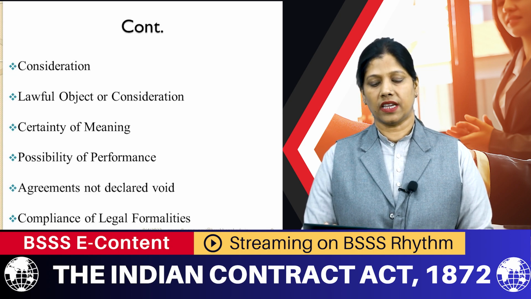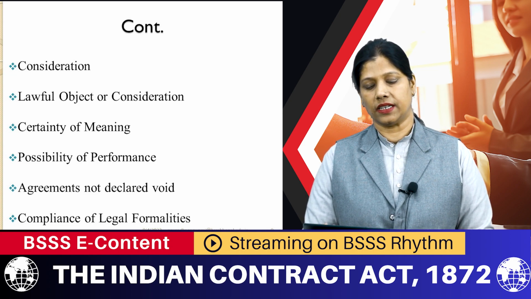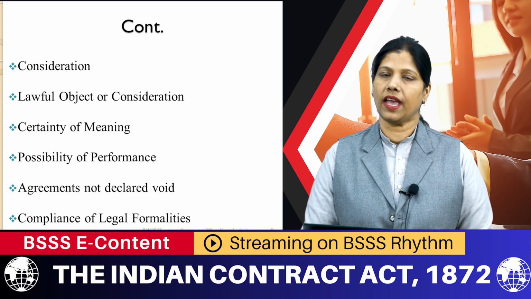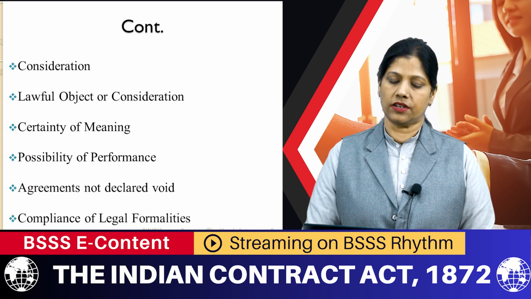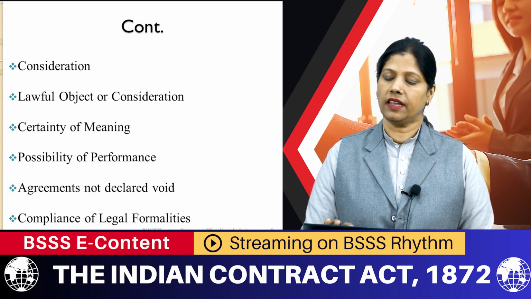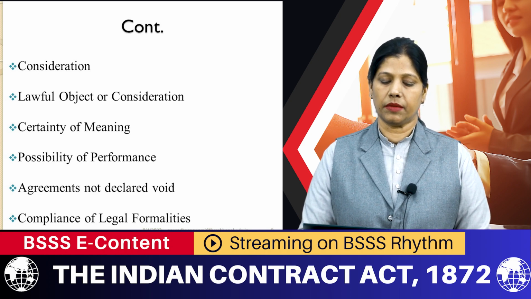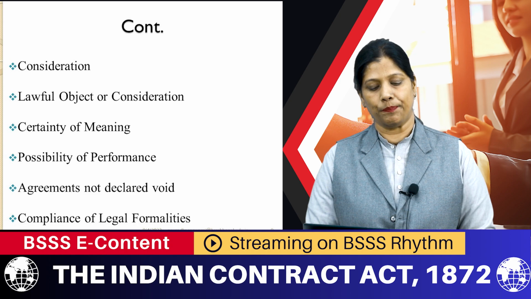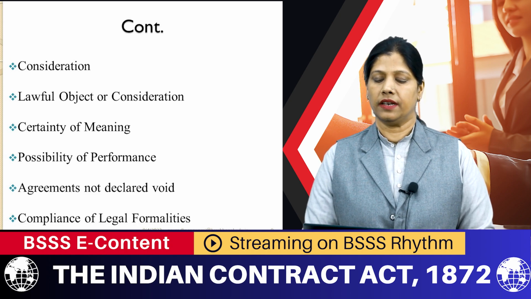The 11th essential of a valid contract is that it should not be based on agreements declared void by any law in force in the country. A void agreement is one which is without any legal effect. An illegal agreement is an agreement expressly or impliedly prohibited by law, hence punishable in nature.